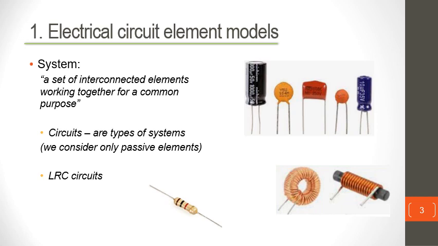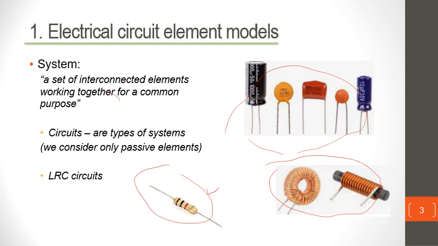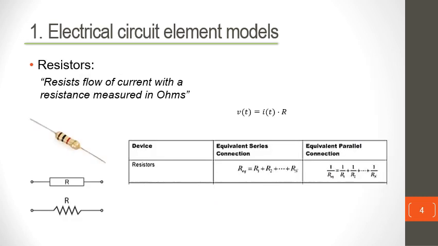Now the LRC circuits, as the name implies, are circuits that contain resistors, capacitors, and inductors. So the R is for resistance, the L is for inductance, the C is for capacitors. Now, talking about resistors, so resistors are circuit elements that mainly resist the flow of current.